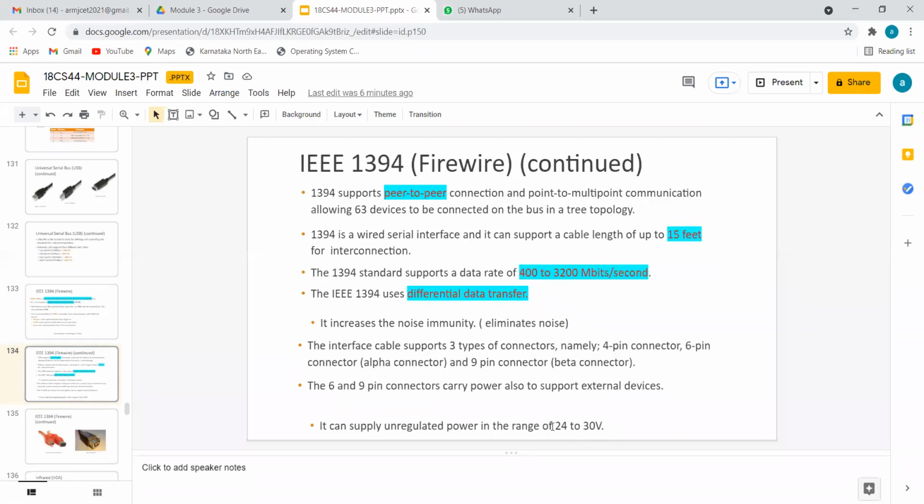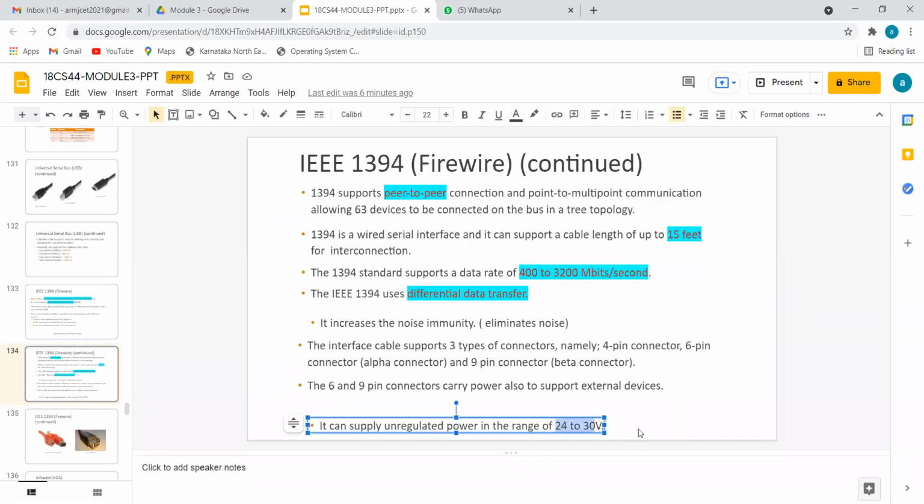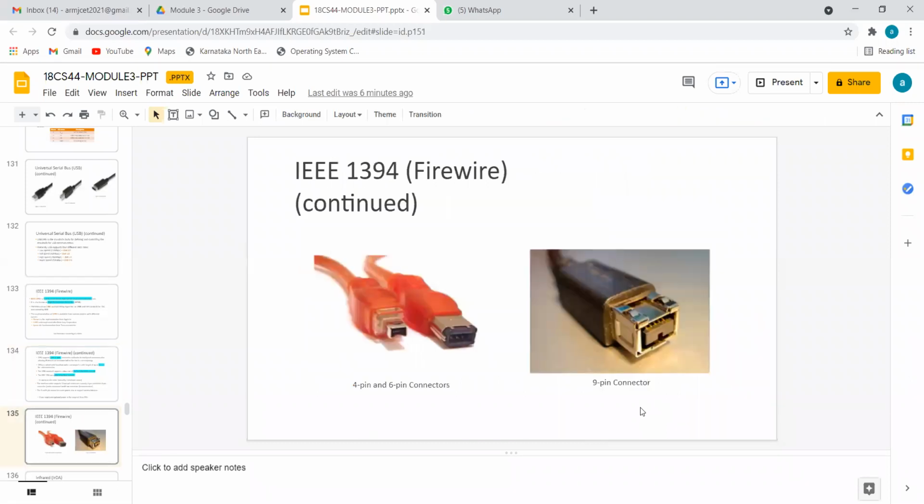The applicable voltage is 24 to 30. Within this voltage range, it will operate. Okay, right?